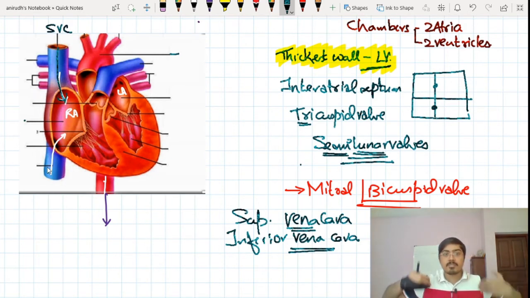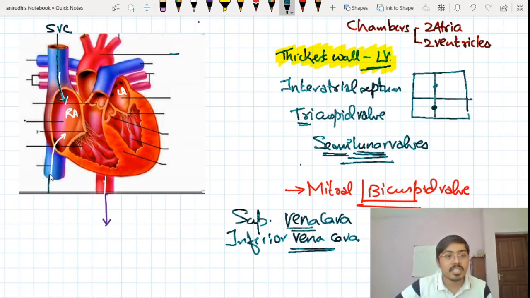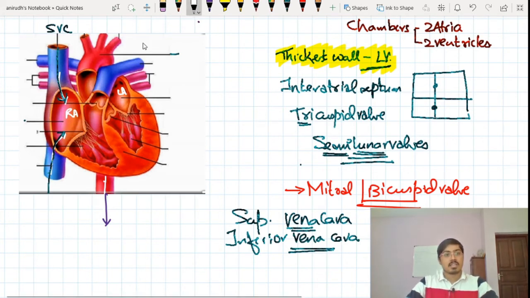Now whatever is in my body below my upper limb, below my hand, below my arms, will be draining into the inferior vena cava, and that will directly drain into the right atrium. This is the point, right? So these are the two important blood vessels that you can see here. What else can I see now?